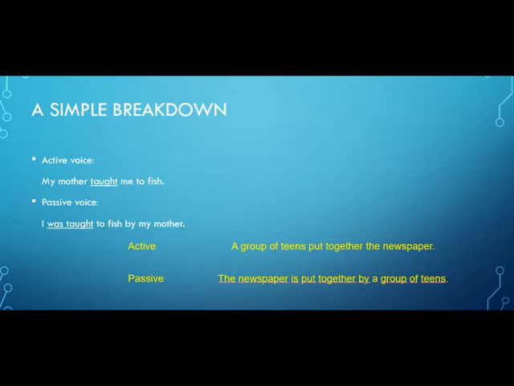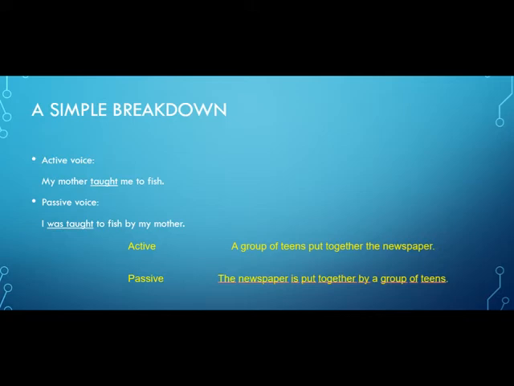A simple breakdown. Active voice: my mother taught me to fish. Passive voice: I was taught to fish by my mother. So in the first one, the active voice, the mother is the main subject of the sentence. Taught is the verb and the object is fish. In the passive voice, I was taught to fish by my mother, taught is still the verb, however the subject and the object have been switched around.